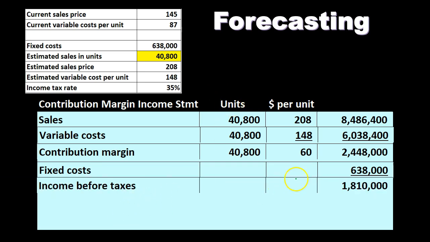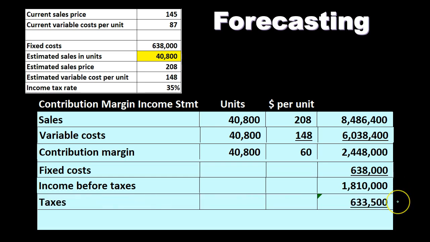Then we've got the income before taxes, which is going to be the contribution margin, the 2,448,000 minus the 638,000 or the 1,810,000. Then we would calculate the tax, and we're just going to say the tax is 633.5, and that'll give us the net income. So that's going to be our base calculation.